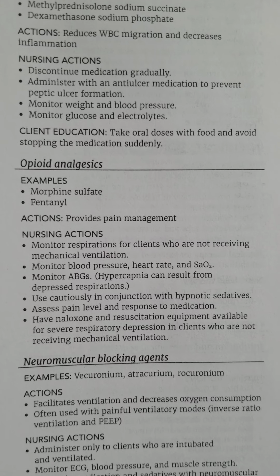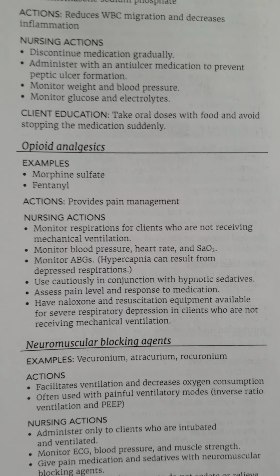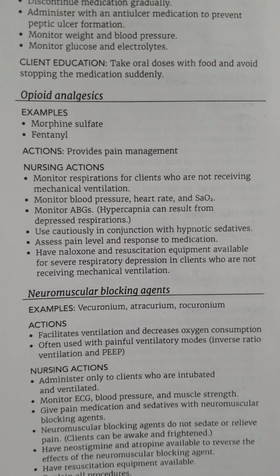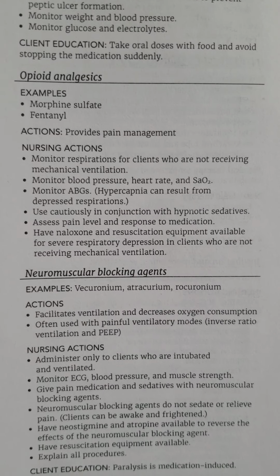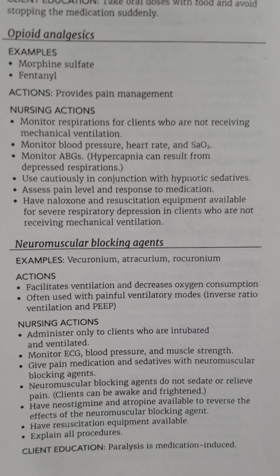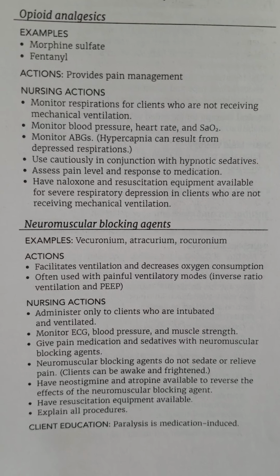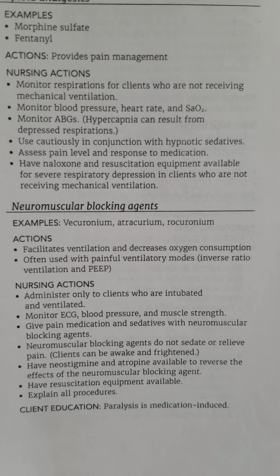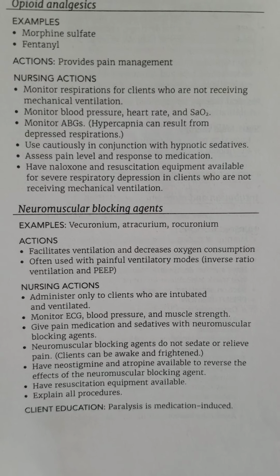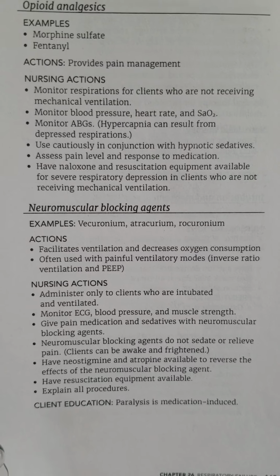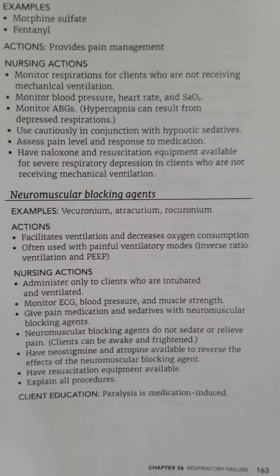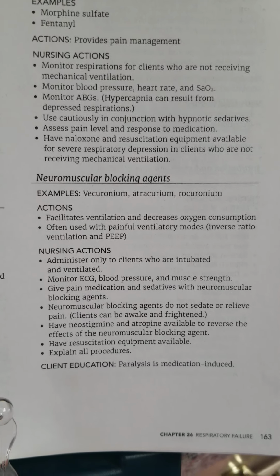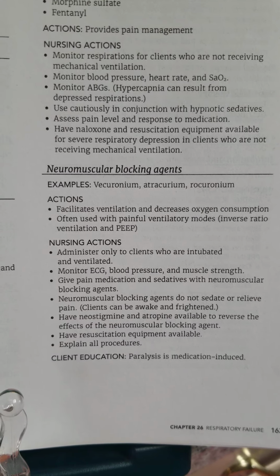Opioid analgesics, examples are morphine sulfate and fentanyl. Actions would be to provide pain management. Nursing actions are to monitor respirations for clients who are not receiving mechanical ventilation. Monitor blood pressure, heart rate, and SaO2. Monitor ABGs. Hypercapnia can result from depressed respirations. High blood carbon dioxide from decreased respirations would be hypoventilation.